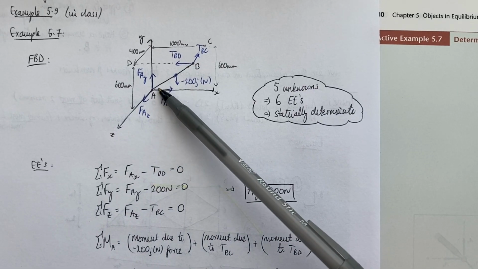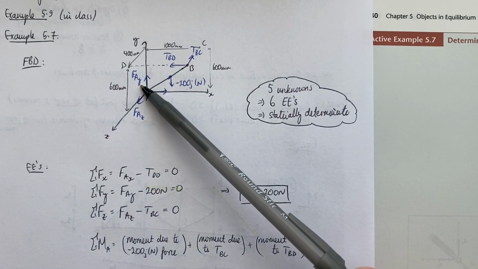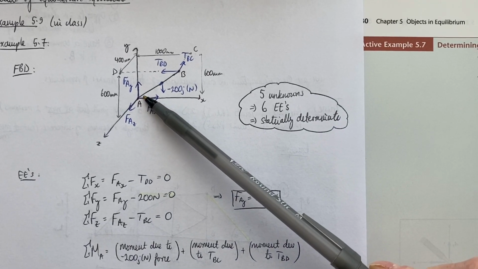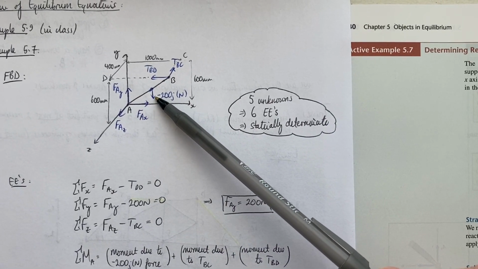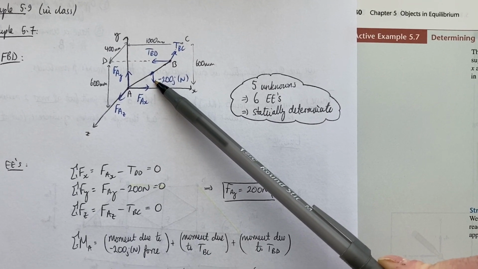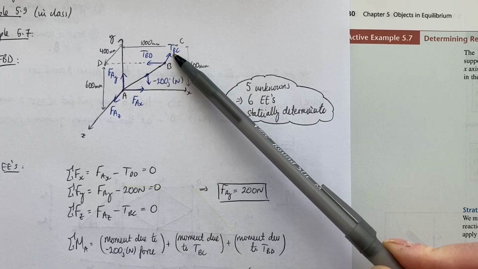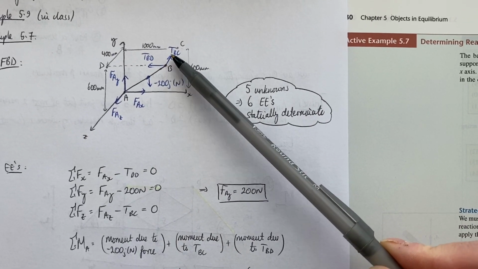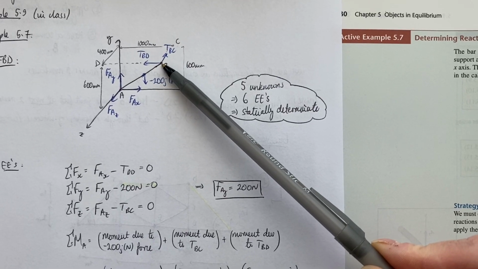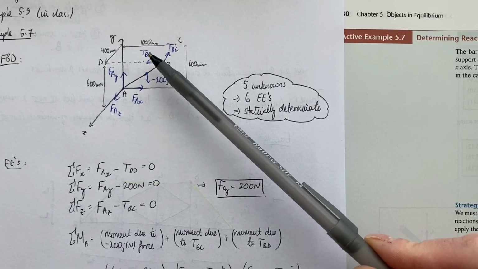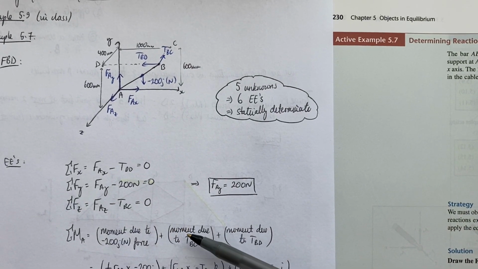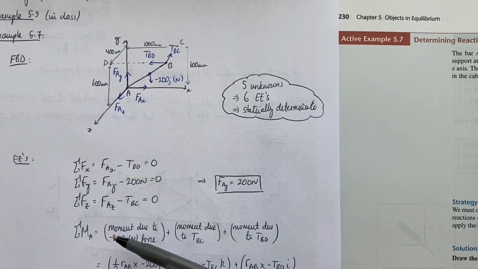So if we're summing the moments about point A, which is recommended because that eliminates these 3 reactions, then we're going to have a moment exerted by this force, the negative 200 J Newton. We're going to have a moment exerted by the tension in the cable BC, and we're going to have a moment exerted by the tension in cable BD. Right, so we're going to have 3 pieces to the sum of the moments, right?